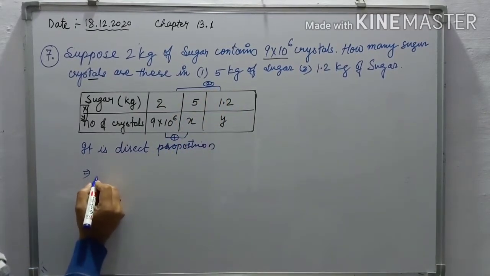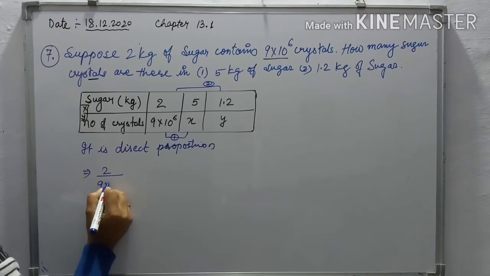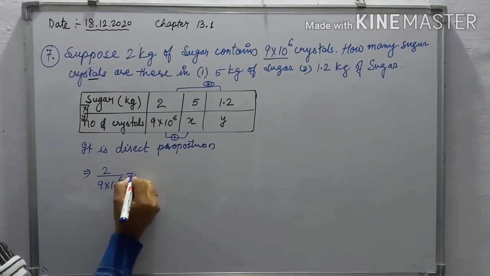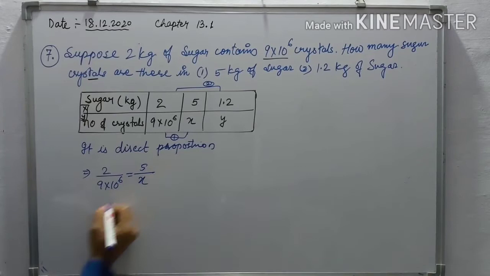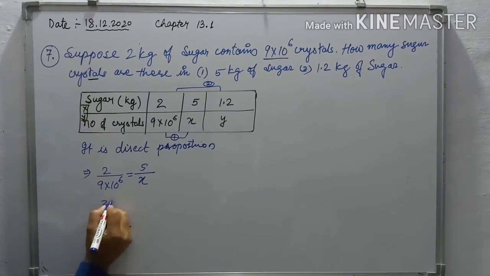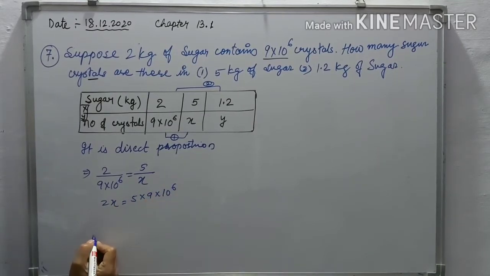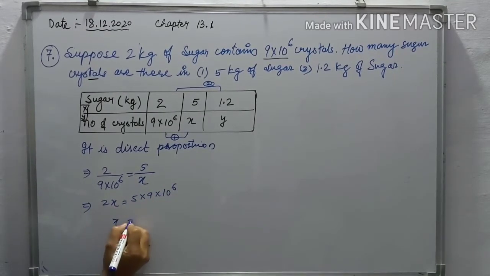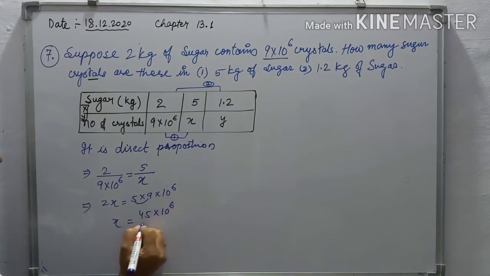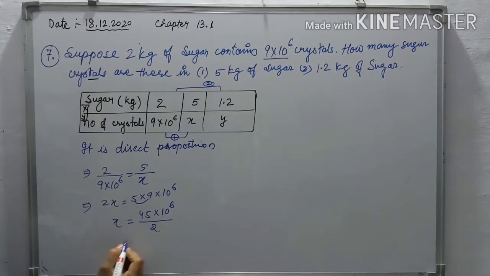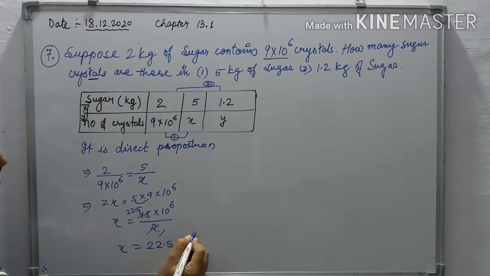Okay, then the value of first is 2 upon 9 into 10 power 6 is equal to 5 upon x. Multiply, 2x is equal to 5 into 9 into 10 power 6, and x is equal to 45 into 10 power 6 upon 2. After cancellation, 22.5, so x is equal to 22.5 into 10 power 6.